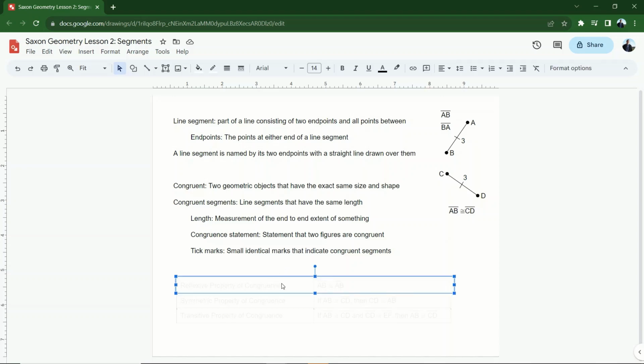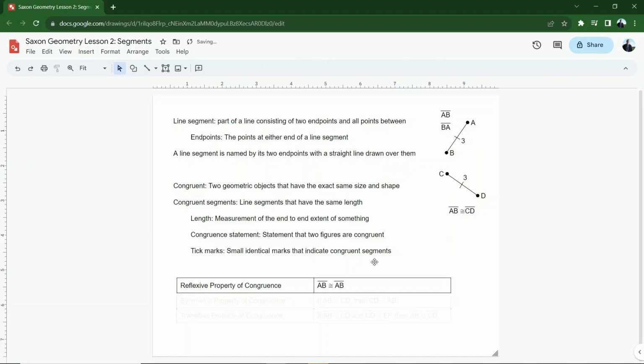And then finally, since we're talking about congruence, let's talk about some properties of congruence. There's 3 properties of congruence you need to know. We're going to be using these later this year in proofs, so these are going to be coming back. They're going to seem pretty self-obvious though, I think. Here's the first one. The reflexive property of congruence states that any line segment is congruent to itself.